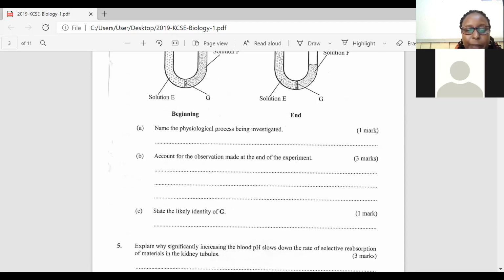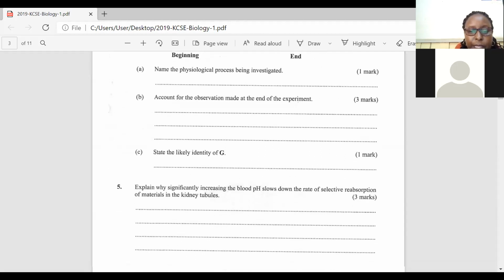Then we have the identity of G, which is the semi-permeable membrane. We could also score for visking tubing. All in that, leading the student to the answer that it was osmosis.